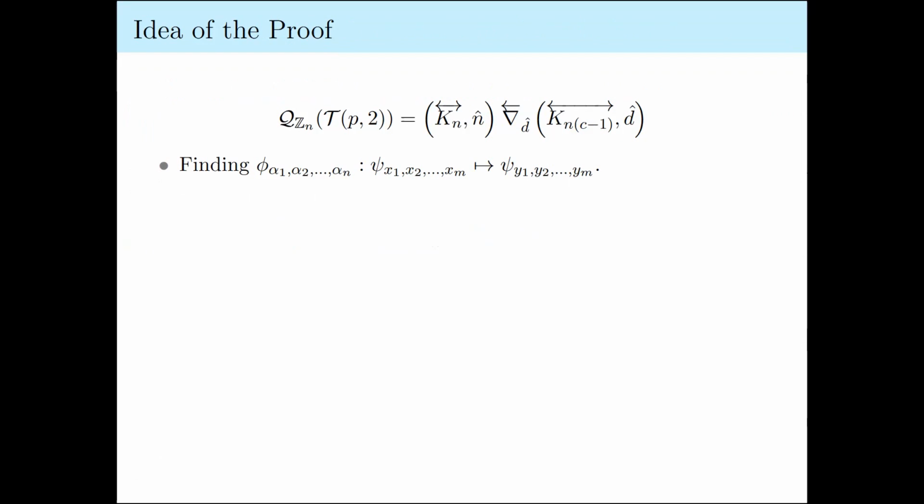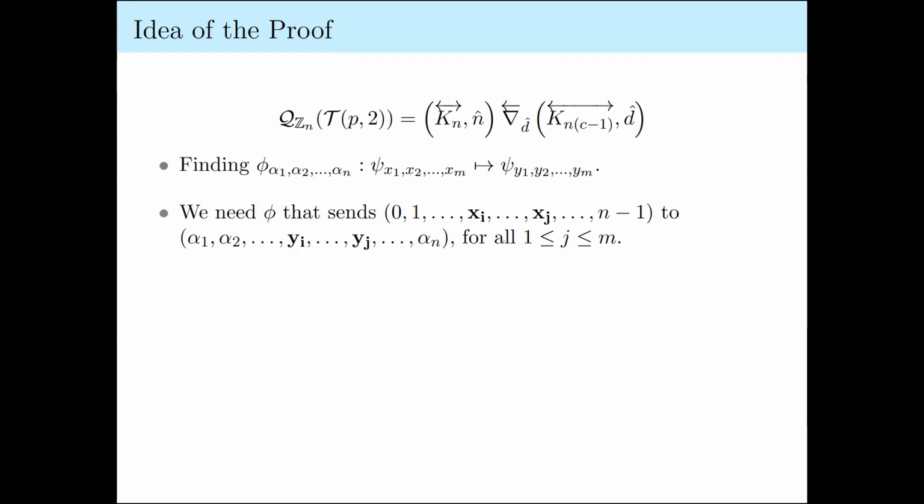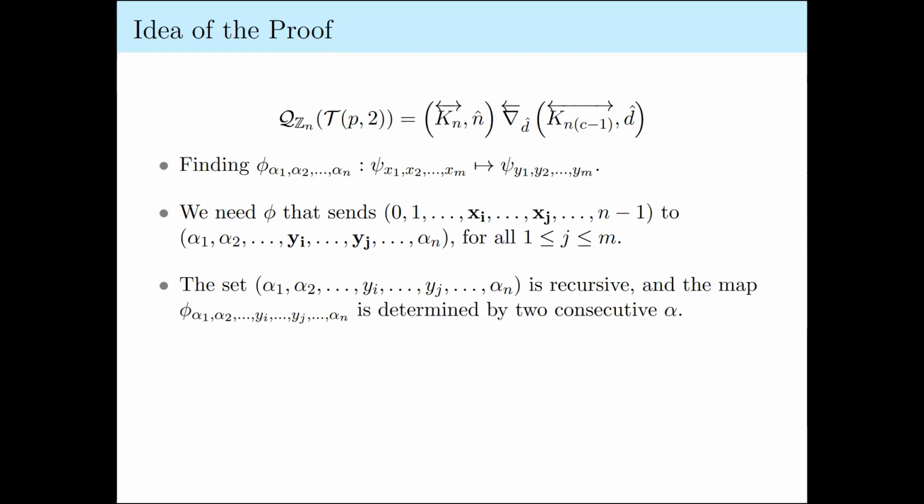The proof of this theorem focuses on counting the number of Quandle homomorphisms from Zn to itself that send a particular Quandle coloring, psi with little x's, to another particular Quandle coloring, psi with little y's. In this case, we further focus on two subscripts in our Quandle colorings. Our map phi would need to send xi to yi and xj to yj. We need to recall that the subscript values of our map phi can be found recursively, and that the map itself is determined by any two consecutive subscript values.